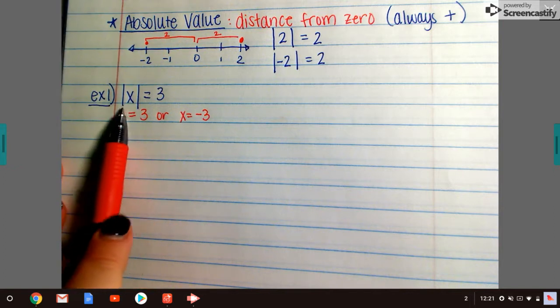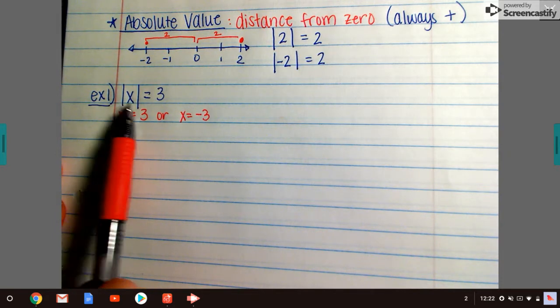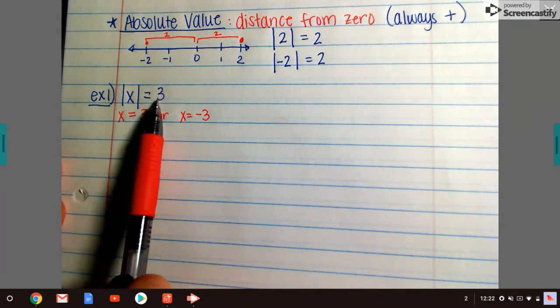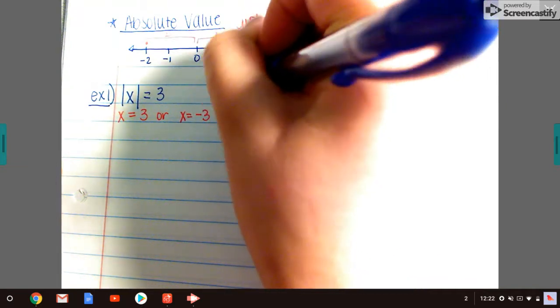So notice the way that I can play this off is when I have an equation and I'm solving for a variable inside the absolute value, first get your absolute value by itself. It already is done here. And then take the inside of the absolute value and set it equal to the positive and negative of the right side of the equation. That was a mouthful, so let's do another one and it'll start to be a little bit better.